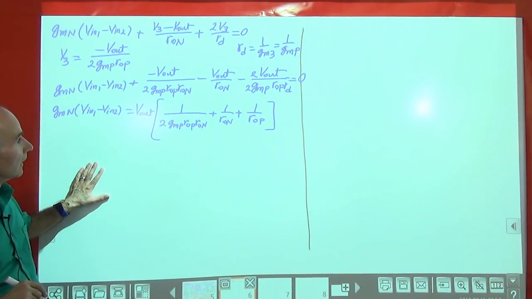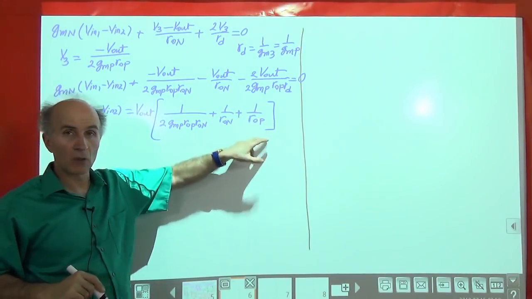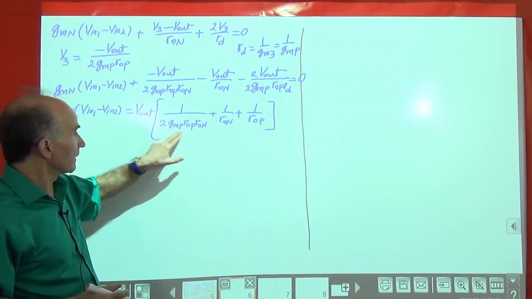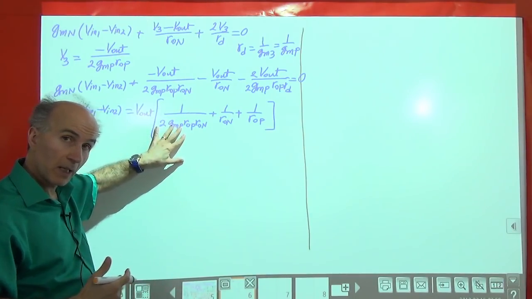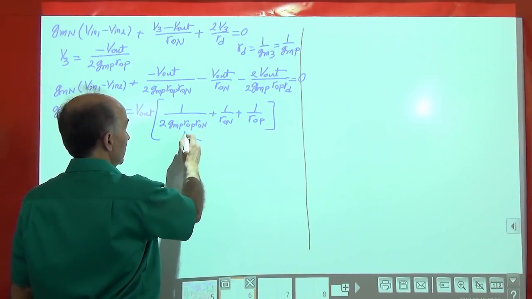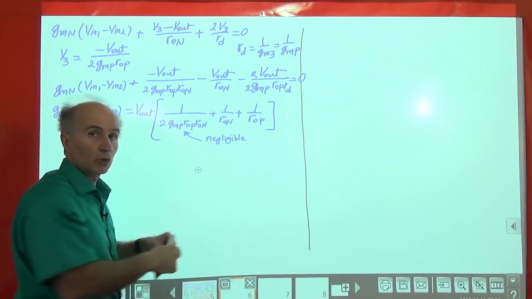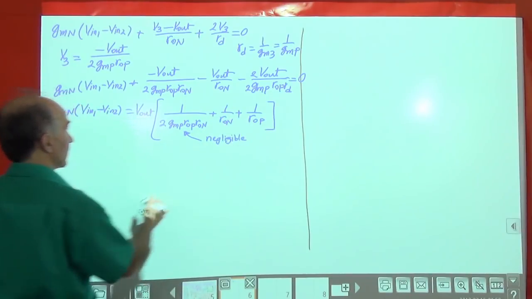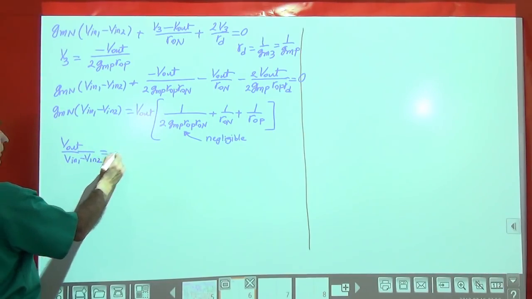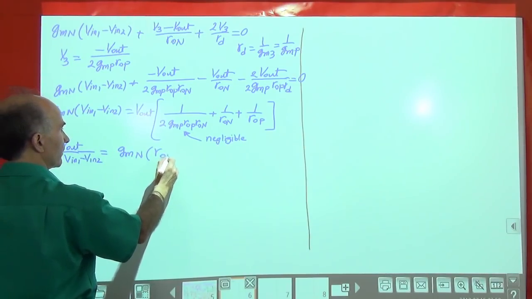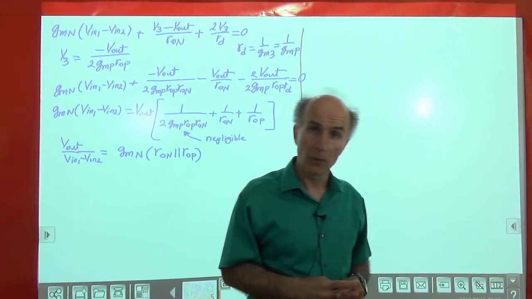Okay, almost there. All right, so let's look at these numbers closely and see what's going on. These are 1 over ROs, RO of the NMOS, RO of the PMOS. How about this? This is not just 1 over RO. This is 1 over 2 times GM RO times RO. So this number is much smaller than this number, right? So we say this is negligible. Okay, so we have 1 over RON, 1 over RON, but then this is divided by twice the intrinsic gain. So we have these two in parallel, right? So that means that V out over V in 1 minus V in 2 is equal to GM of the NMOS times RO of the NMOS in parallel with RO of the PMOS. And that is the voltage gain of the differential pair with the active load.